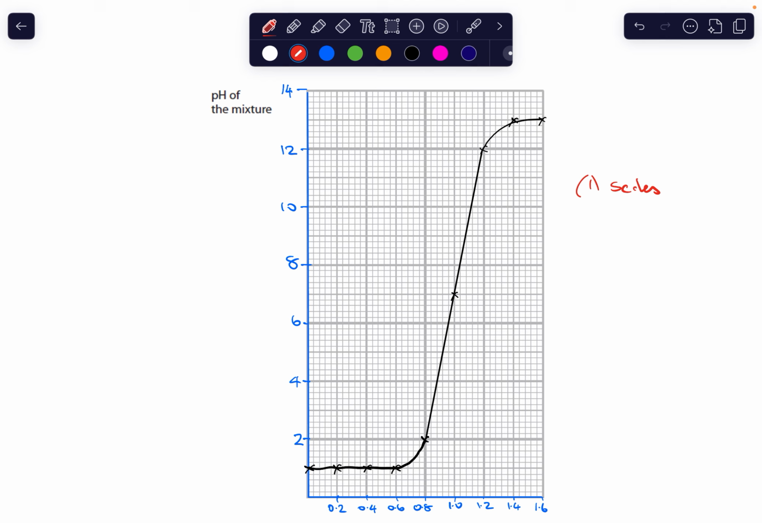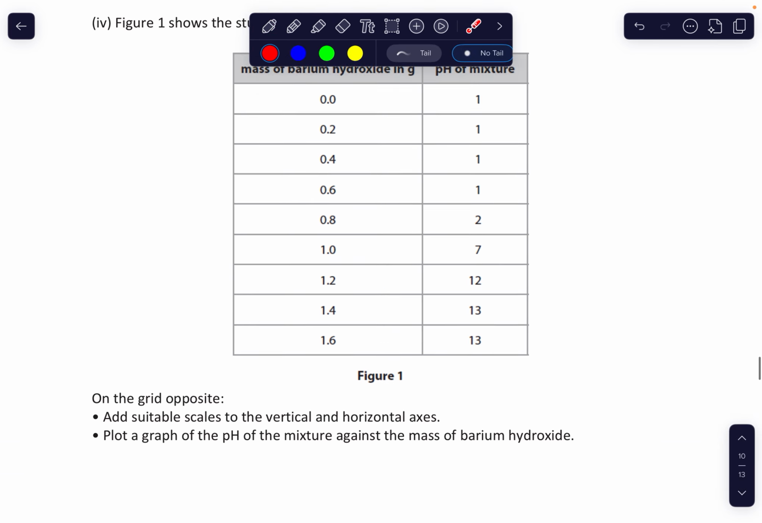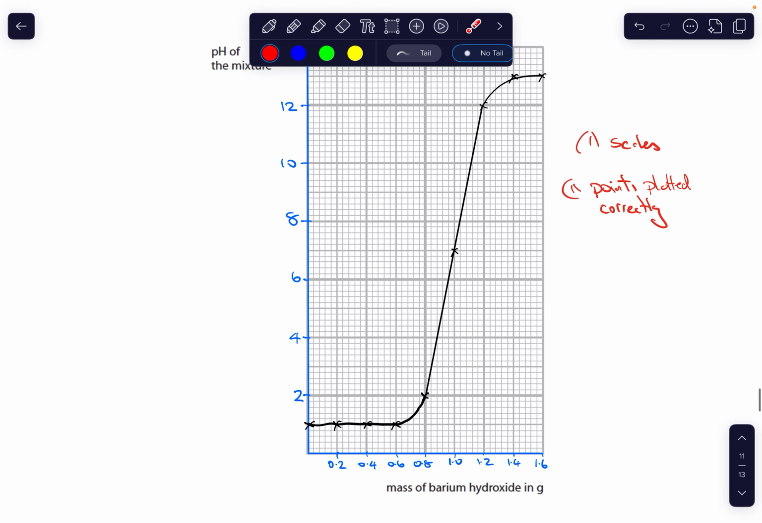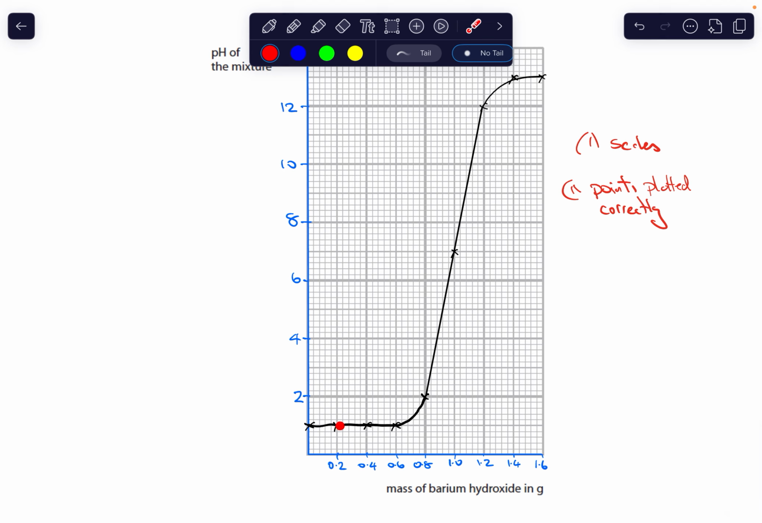My second mark is if I have got the points plotted correctly. Okay, so if those points are in the right space, then that's correct. Remember, we do that by going up to here, looking what the amount is. So when the mass of barium hydroxide is 0.2, pH is 1. And then we come down here and we go 0.2 and the pH is 1 and put our cross there.